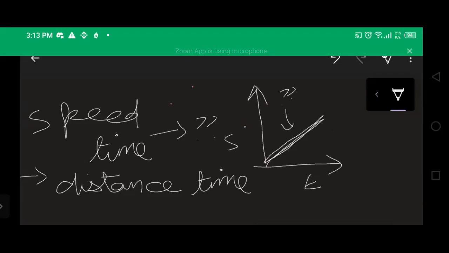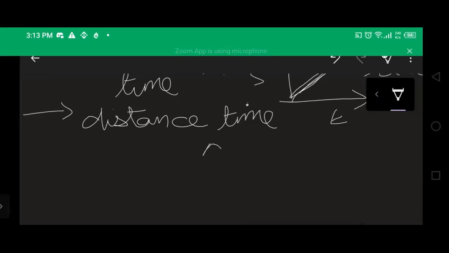The distance. A speed time graph always tells you acceleration. Oh, yeah. Yes. And what about distance time? I think speed. Yes.